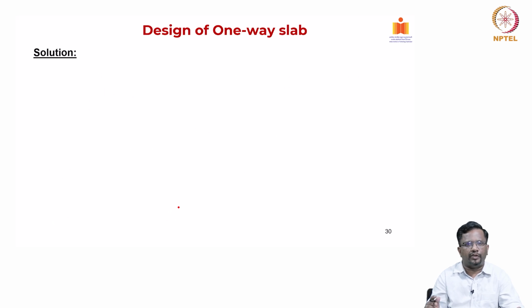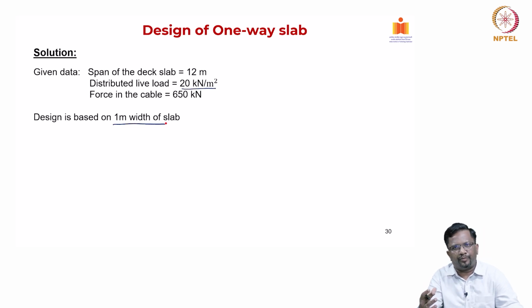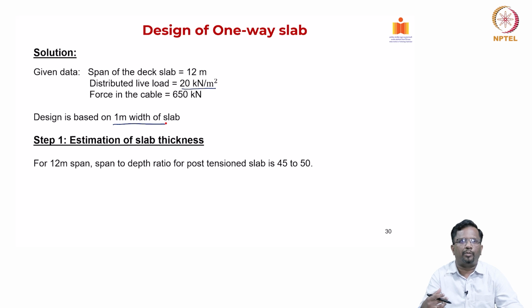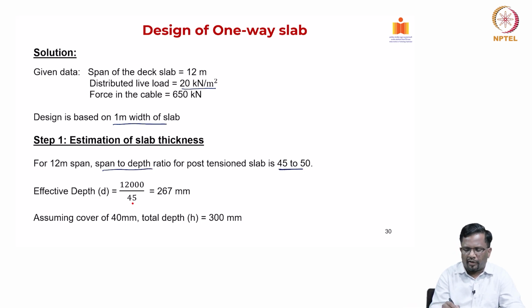First thing is we know the load, we know the span. Live load requirements are given. I am going to take a 1 meter width slab and see what demand we are getting. And we know from the PTA manual that for a one-way slab, the span to depth ratio for a post tension slab can be taken from 45 to 50. Here we are taking 45.